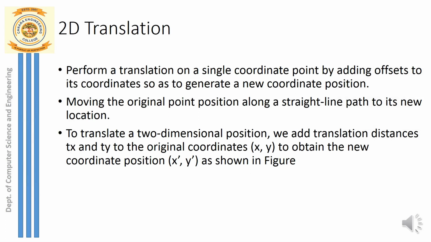Now let's see the first transformation technique available. So our first geometric transformation technique is 2D translation. So what is a translation? Basically it is a displacement to the object. So what is the meaning of displacement? It is just moving the object to the new position.